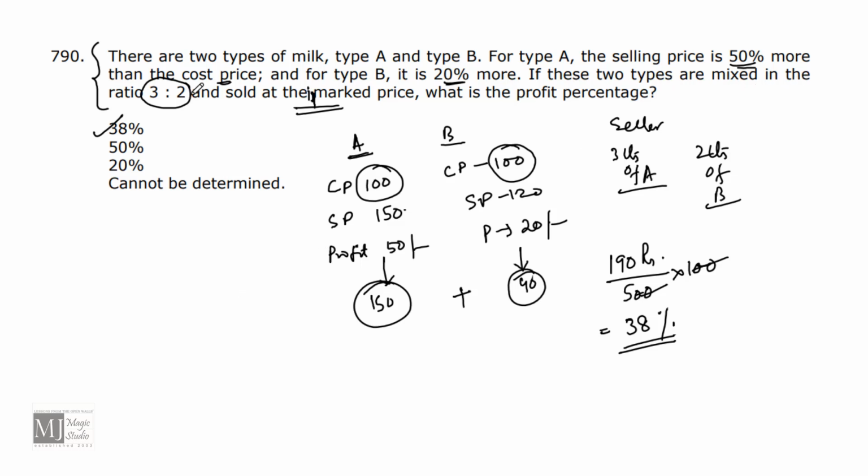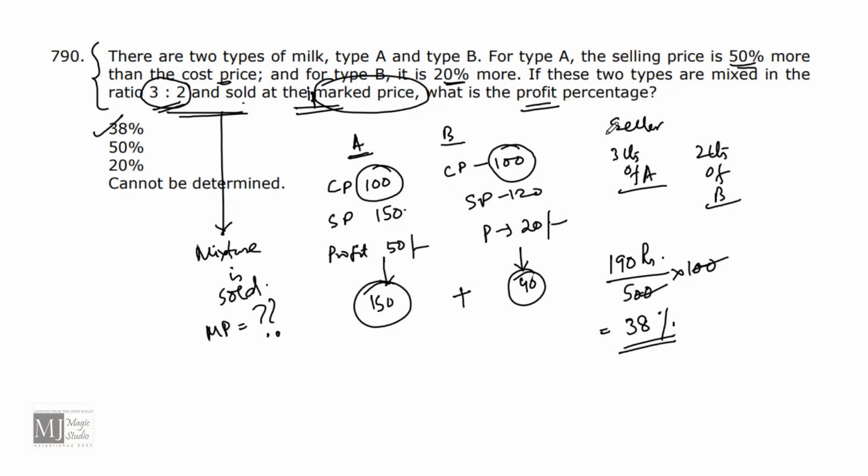But the entire language of the sum is deceptive. If these two types are mixed in the ratio 3:2 and sold, someone may also deceive this as mixture is sold. If mixture is sold, then what would be the marked price of the mixture? We don't know. What would be the profit percentage cannot be determined in that case. So if instead of there, the marked price is given, answer is cannot be determined. You cannot determine the marked price unless and until this is known to us.